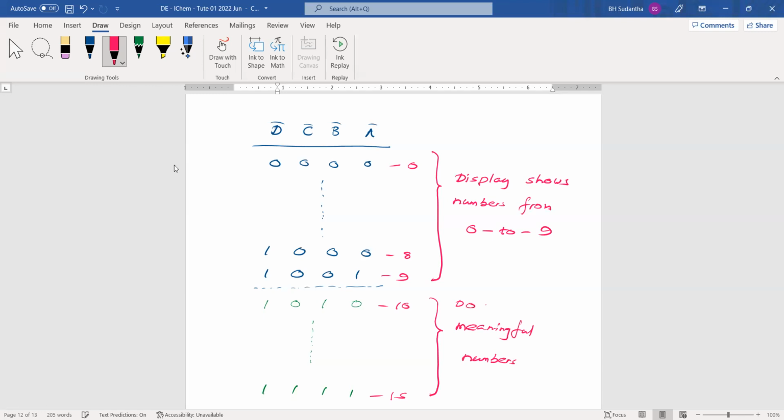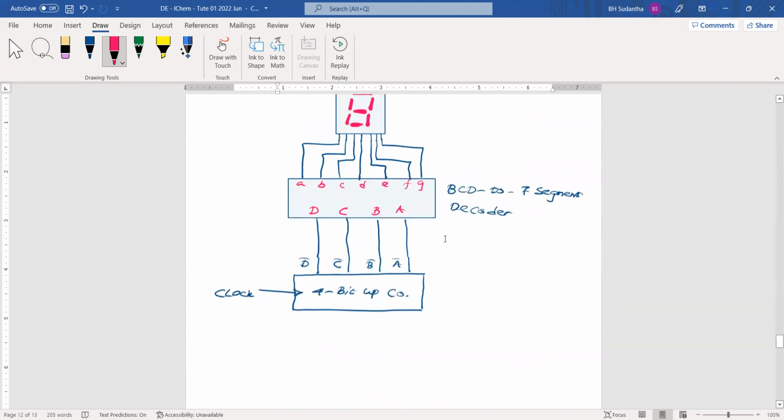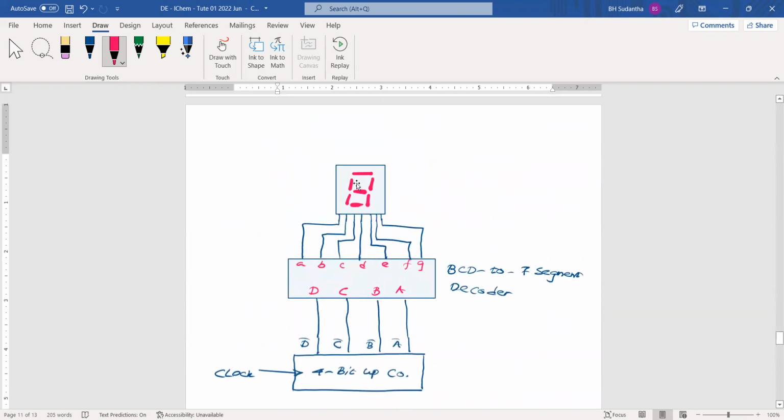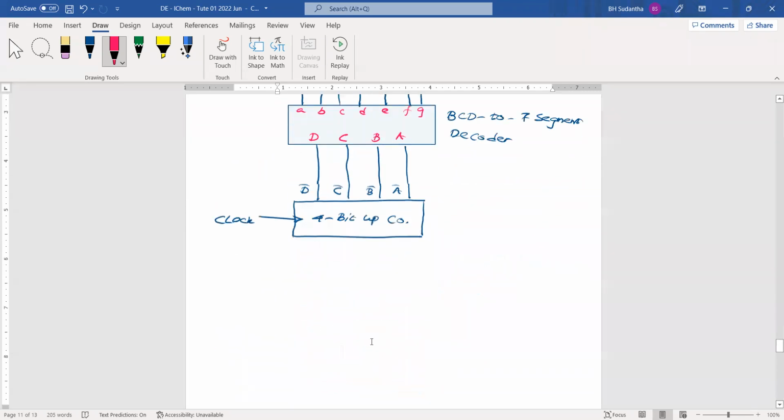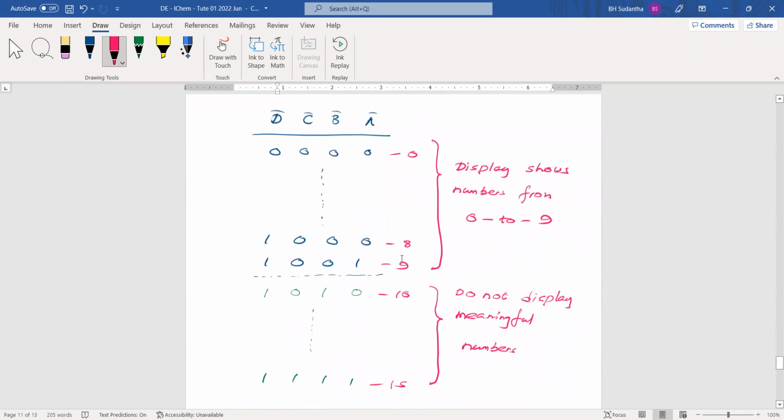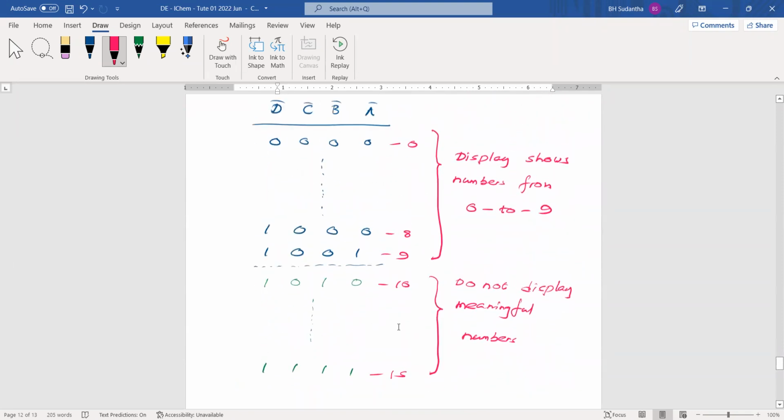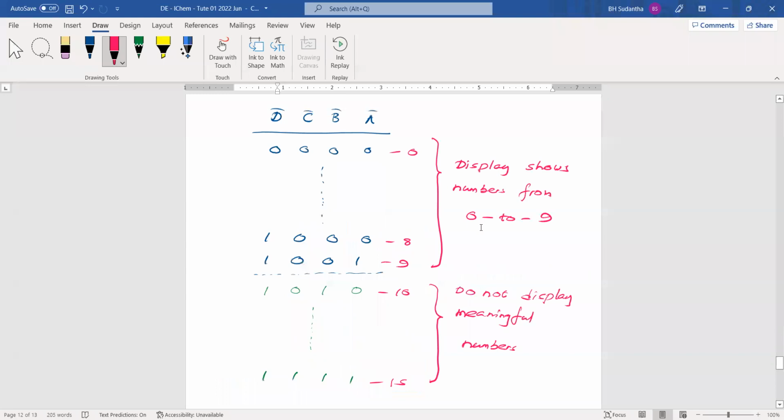Numbers. Why? Because from the 7-segment display, we have the facility to show from 0 to 9. And when we connect a 4-bit counter like this, it has the full spectrum from 0, 0, 0, 0 to 1, 1, 1, 1. But the display only goes up to 9, while the counter continues from 0, 0, 0, 0 to 1, 1, 1, 1, showing all 16 combinations.